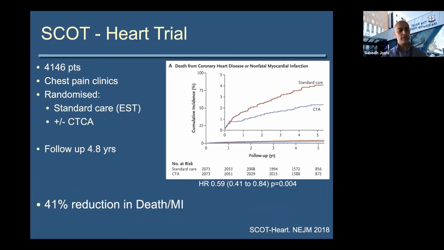So I just wanted to jump into now some of the trial data, because this really has changed, I think, the overall landscape in the last few years. The SCOT-HEART trial, now you've probably already heard of this. 4,000 odd patients in Scotland randomized from chest pain clinics into either standard care or standard of care plus CT coronary angiography. Now the standard of care was typically exercise ECG here. They were followed up for a median of 4.8 years, and there was a clear 41% reduction in death or myocardial infarction in the CT arm, published in the New England Journal in 2018.